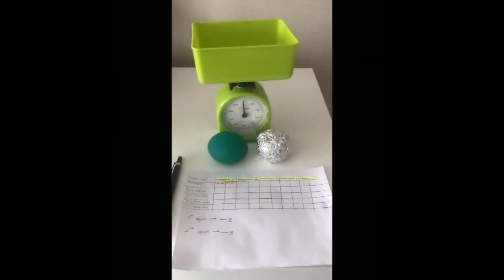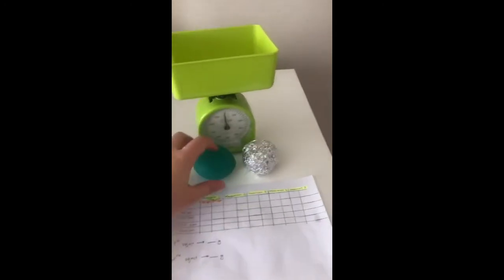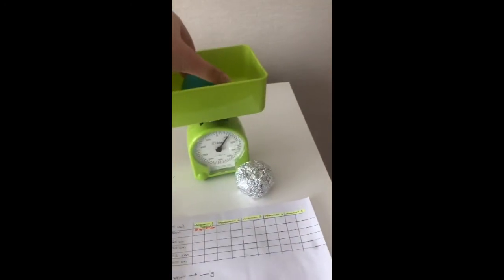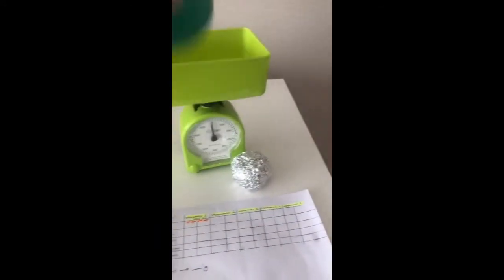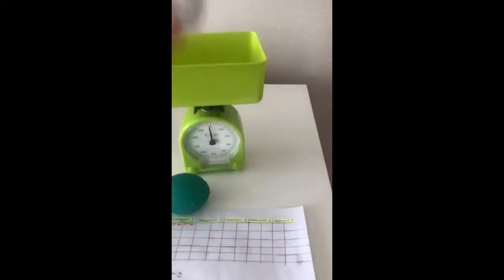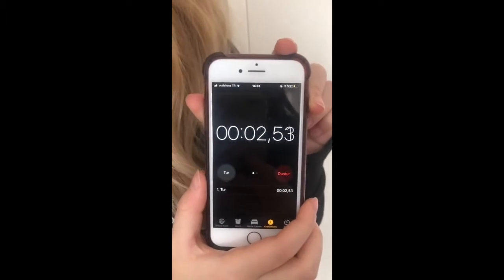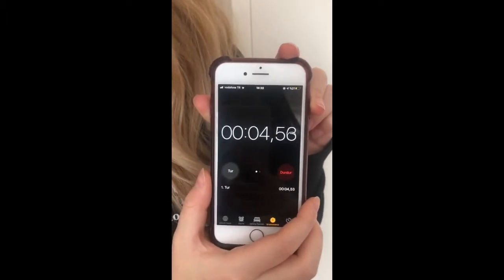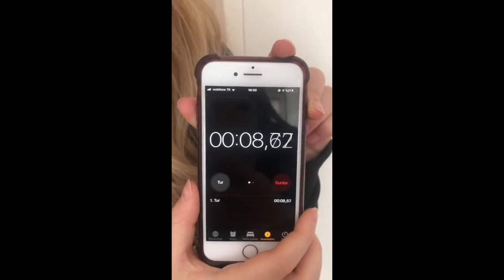For the experiment, first I measure the masses of objects. Here is object 1 and it's 100 grams. And here is object 2 and it's 30 grams. It will help me to measure the taken time. For each height, I will measure 5 times in order to minimize the expected error.